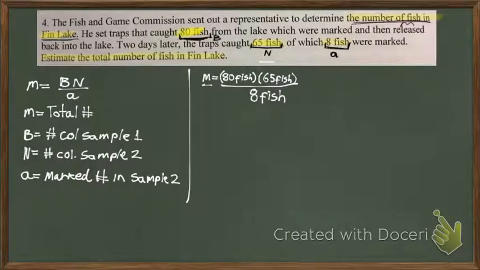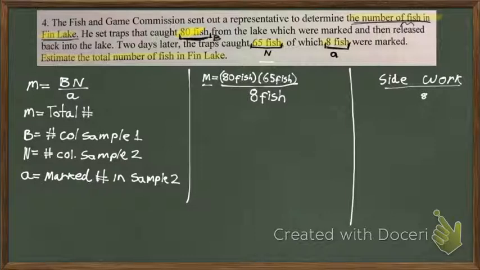So let's create a little section over here for side work. First of all, let's multiply the numerator out to give us a nice solid number. That's going to be 80 fish times 65 fish. Well, fish times fish is fish squared.